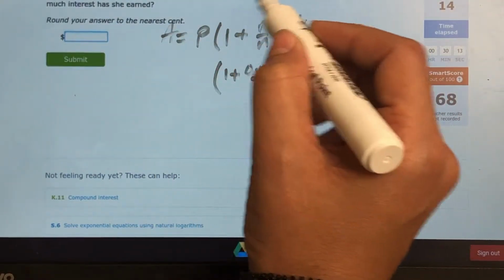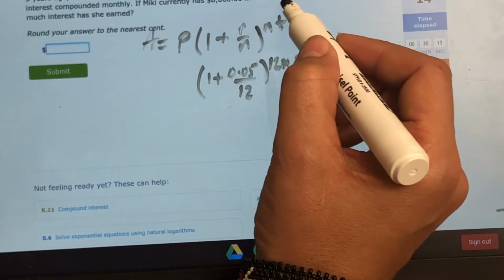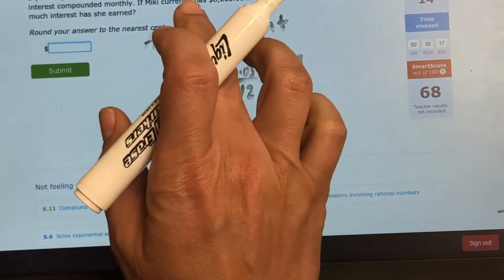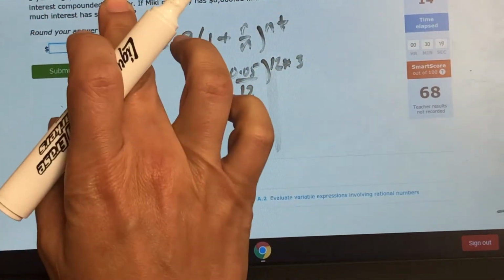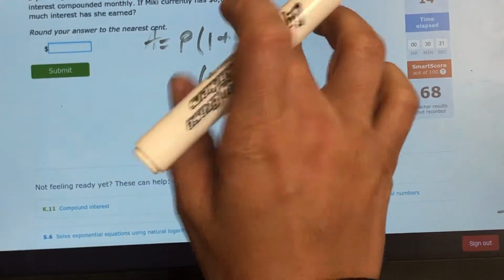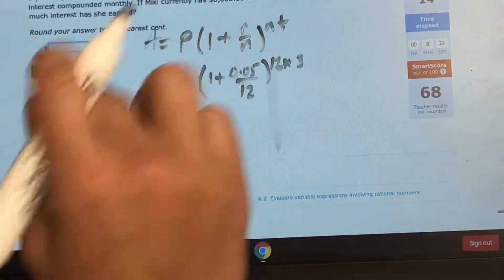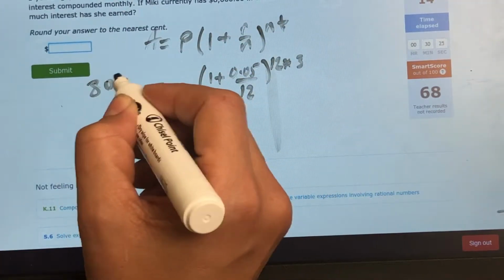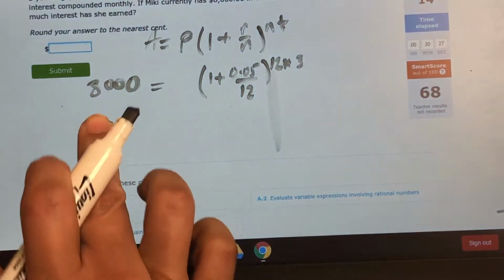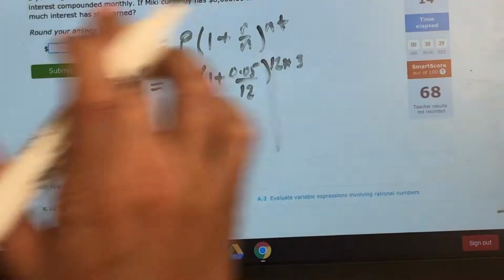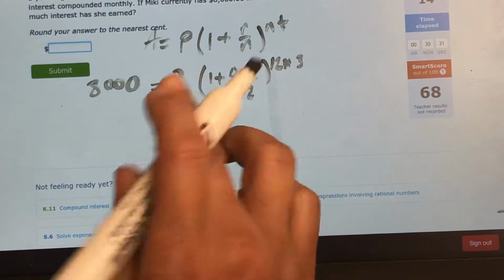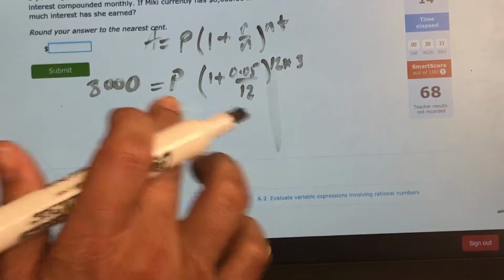Mickey currently has that in the bank account. 3 years ago she won it. So now she has 8,000. So it's not her principal, it's what she has after she's already earned some interest. So the 8,000 is the total she has. How much interest has she earned? So we need to find the principal and then find the difference between the principal and how much she has now.